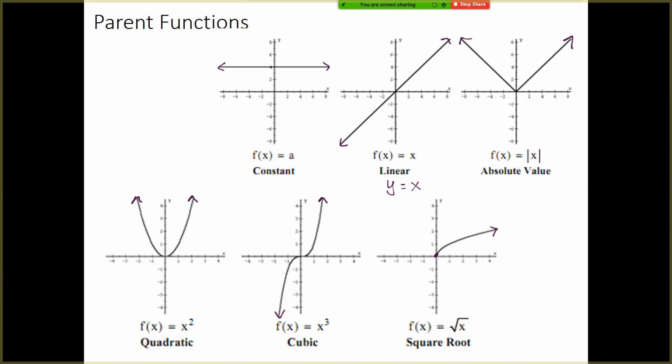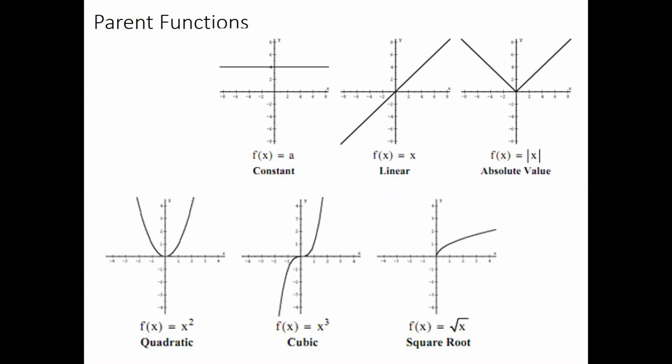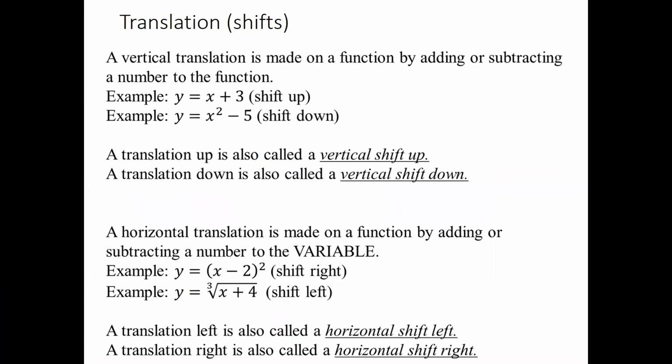So the first thing we're actually going to talk about today are shifts or translations. So a vertical translation or a vertical shift is made by adding or subtracting a number to the function. So if you look at these 2 examples here, there's a positive 3 being added at the end and a negative 5 being added at the end. It's very important that the numbers are being added all the way out at the end of the equation.